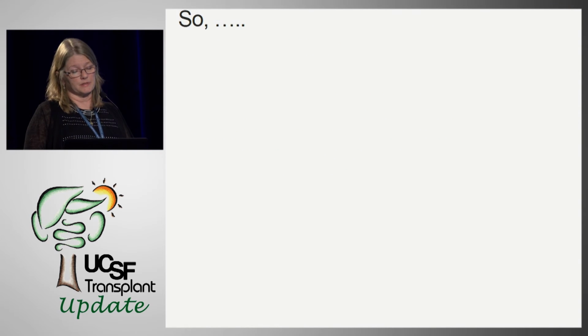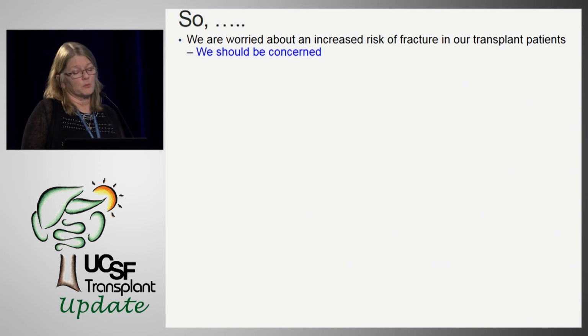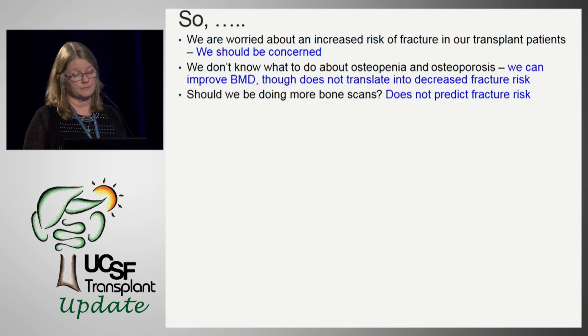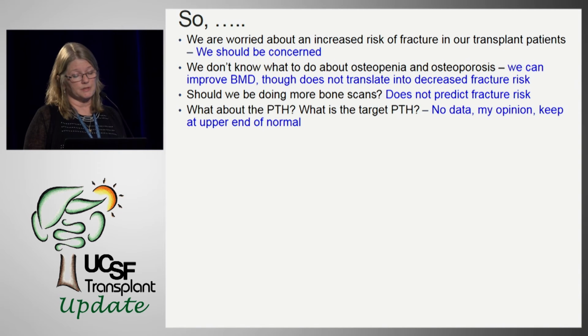So where does that leave us? We are worried about the increased risk of fractures in our transplant patients, as we should be. We don't know what to do about osteopenia and osteoporosis. We know that we can probably improve bone mineral density. We think that probably makes a difference and makes us feel better, but it does not seem to translate into decreased fracture risk, which is disconcerting. Should we be doing more bone scans? Again, they make us feel better, but bone scans don't seem to correlate with fracture risk.